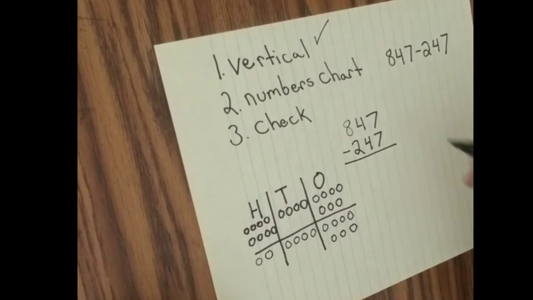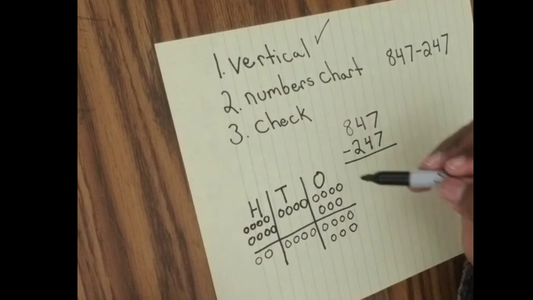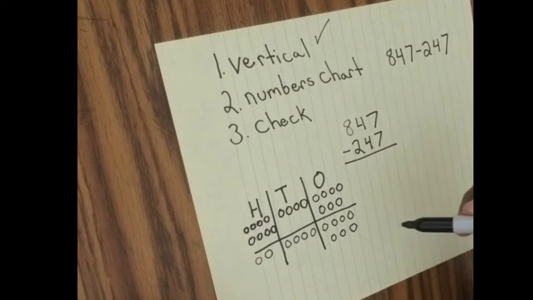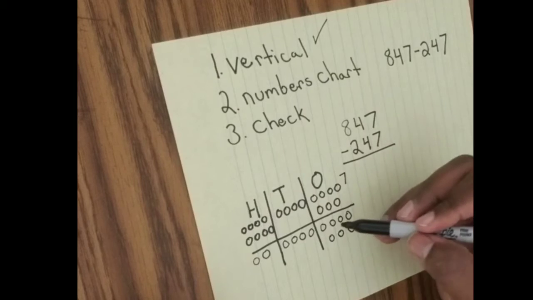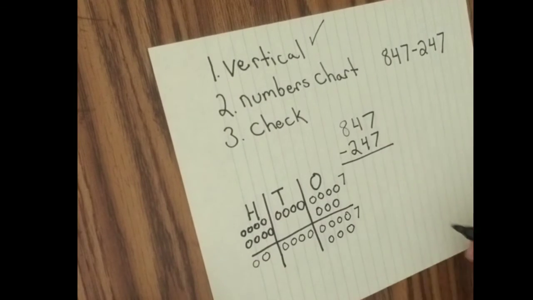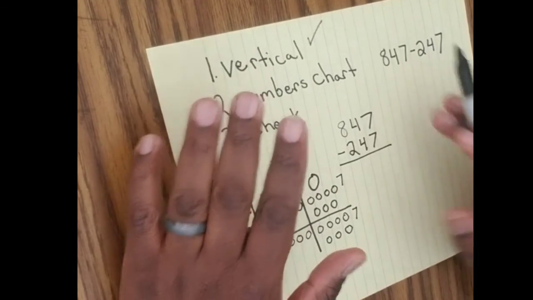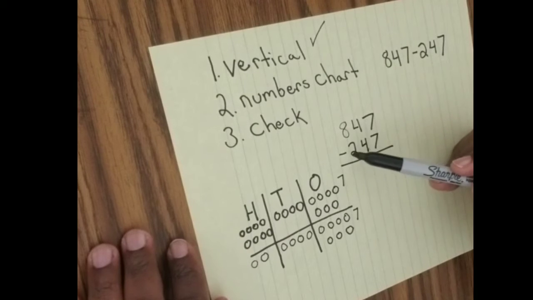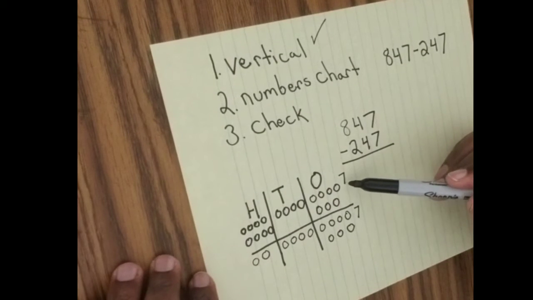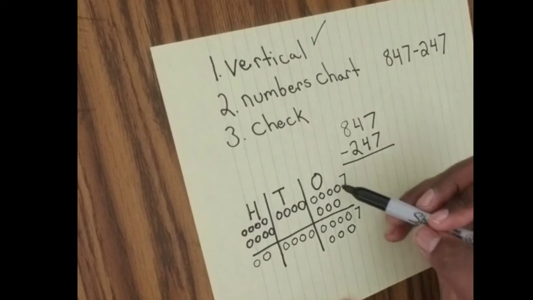So first thing I'm going to do, I'm going to start in my ones place, and I'm going to count how many circles I have in the top number and how many circles I have in the bottom number. So we know we have 7 in the top and we have 7 in the bottom. Now, I know normally our rule is that if my top number is bigger than my bottom number, then I'm able to subtract, which is correct. In this case, my top number and my bottom number are the same. So all I have to do is simply take away 7 from the top number.